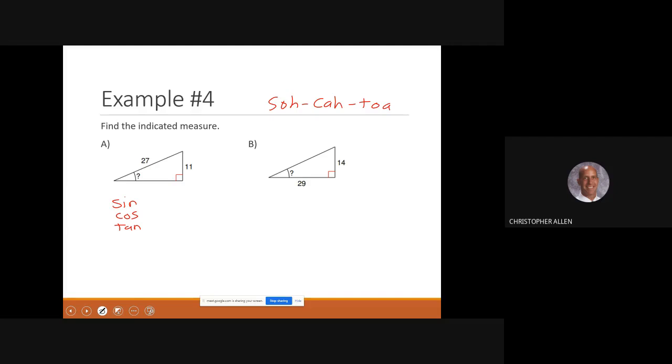The answer? We're going to use sine again on this one. Let me explain why we're using sine. Here's the angle we're interested in. 11 is opposite that angle, isn't it? And the 27 is the hypotenuse. Let me make that look more like an H. So we're going to use sine.